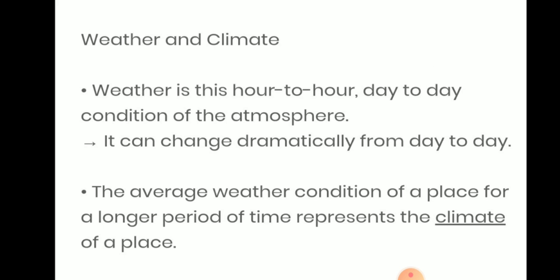So let's begin with the definition of weather and climate. Weather is the day to day changes in the condition of the atmosphere. That means for a short period of time, the condition of the atmosphere changes, and that is what we know as weather. And then what is climate? The average weather condition of a place over a long period of time represents the climate of a place. So one is for a short period of time, the other is for a long period of time.